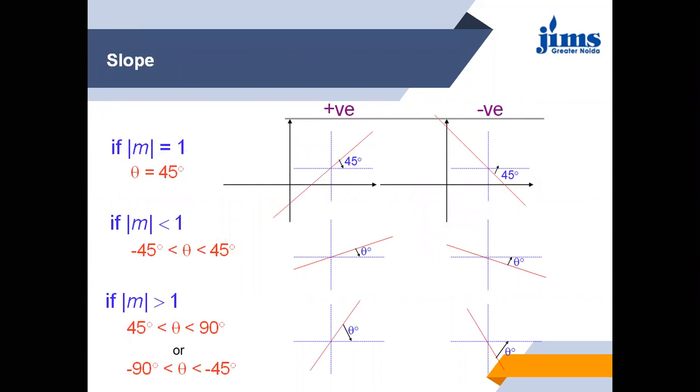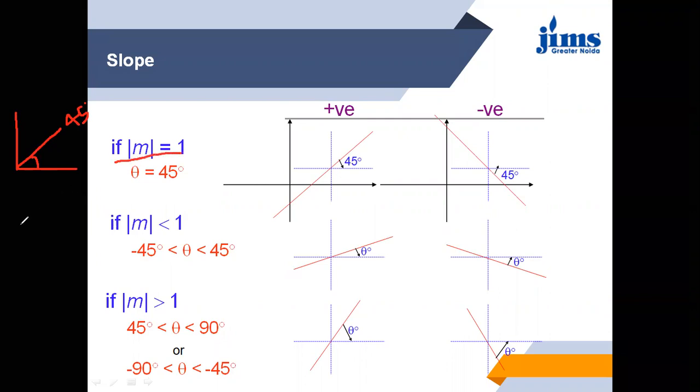Let us see what the different types of lines can be when we have to draw. The line can be only three types. This is a coordinate system. If a line passes through this and the angle is 45 degrees, in that case the value of m is equal to 1.